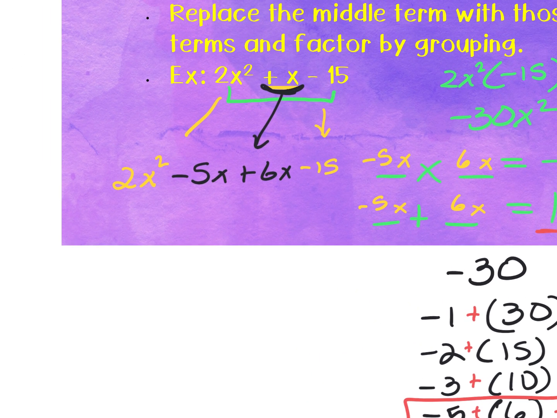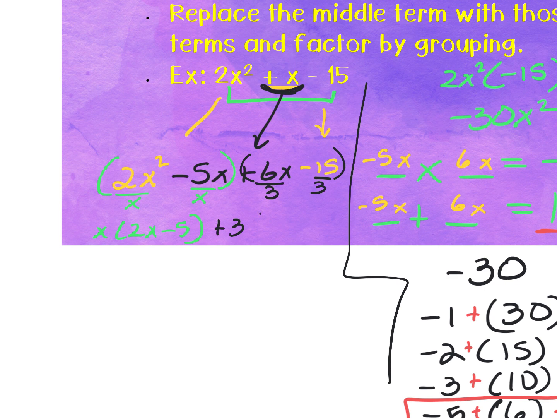Now I'm going to factor this by grouping. So I'm going to make two groups. I'll make a green group, and I'll just make a black group here. So the GCF of my green group is going to be x. After I divide, I get 2x minus 5. My greatest common factor of the black group will be 3. After I divide, I get 2x minus 5.